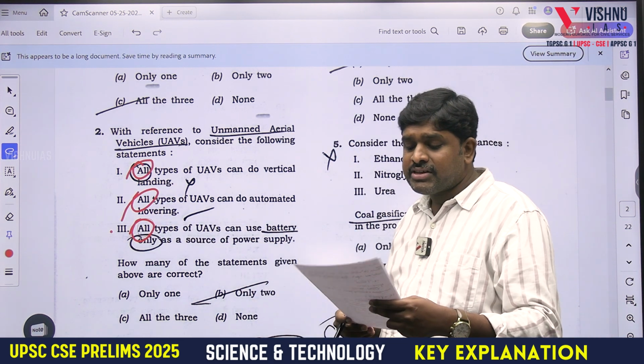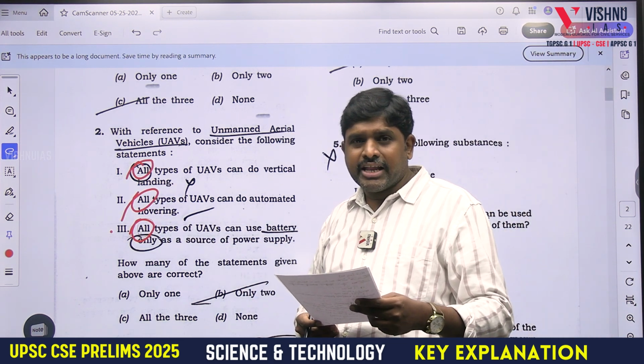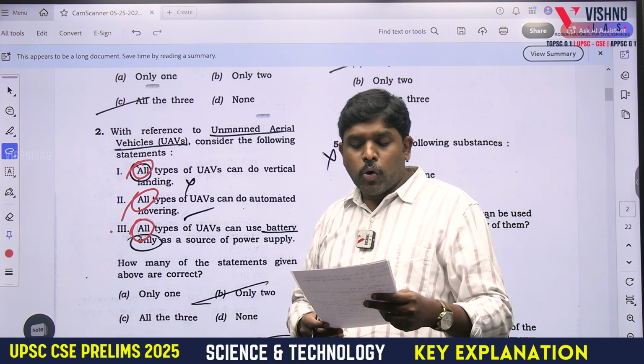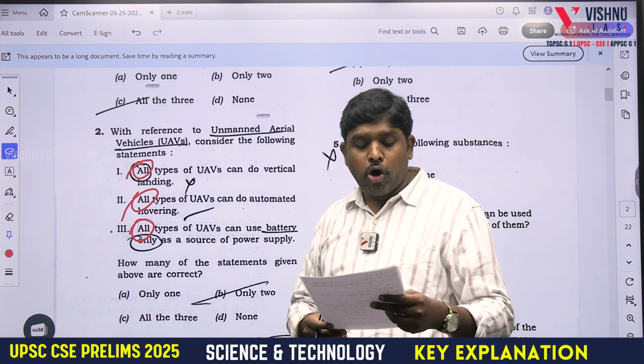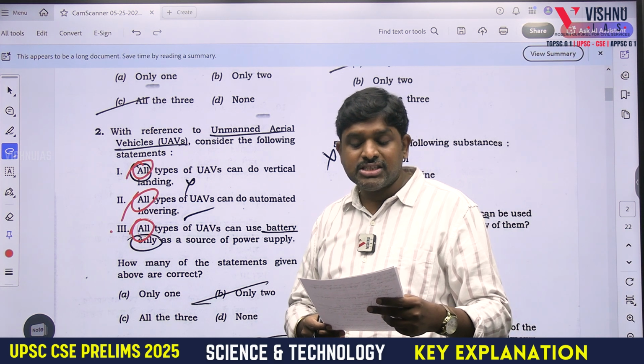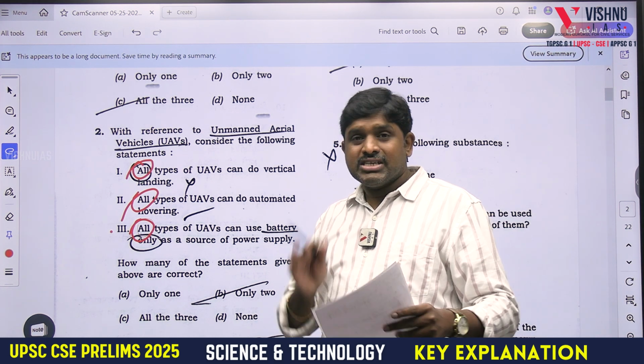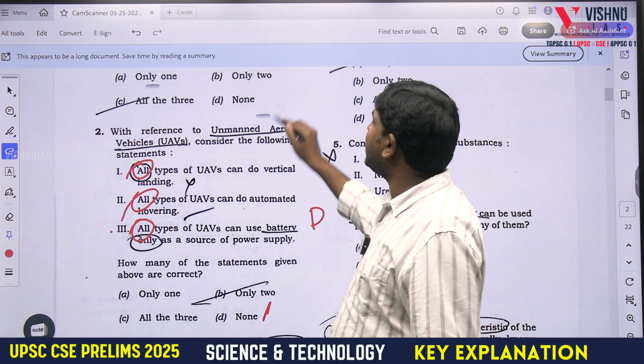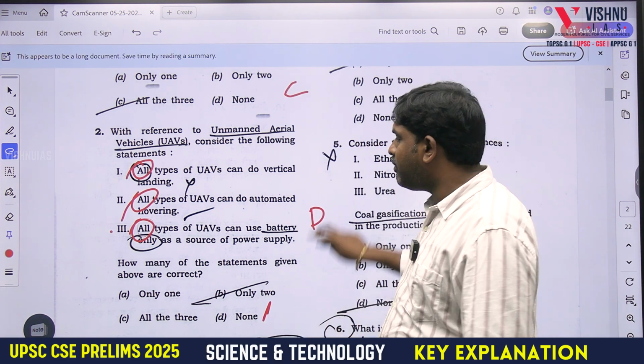All types of unmanned vehicles. See, fixed wing unmanned aerial vehicles typically require runways. So statement 1 is incorrect. Statement 2, automated hovering is a common feature of all types of unmanned aerial vehicles, is also incorrect. All will not have, some will have. So the answer is none of the above, answer is D, and the answer is C, first one and second one.